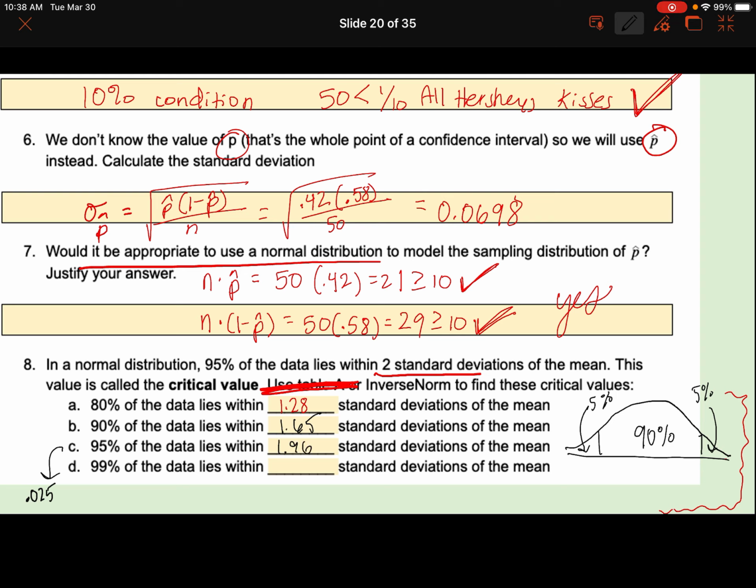And then the last one, if it's 99%, your area there would be 0.005, I think. Basically what you're doing is you're subtracting it from 1, so 1 minus 0.99, and then dividing that by 2. Yes, I just wanted to make sure my decimal points were in the right place. And if you're doing that, you should be getting 2.58.